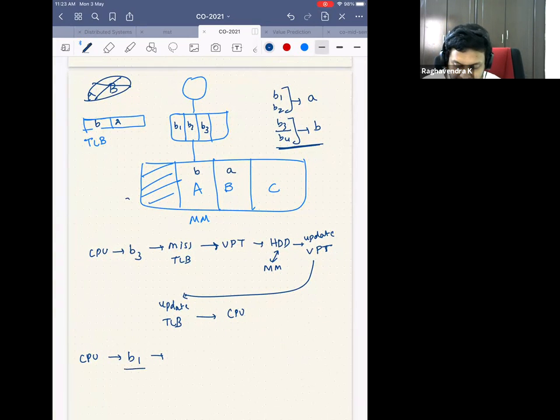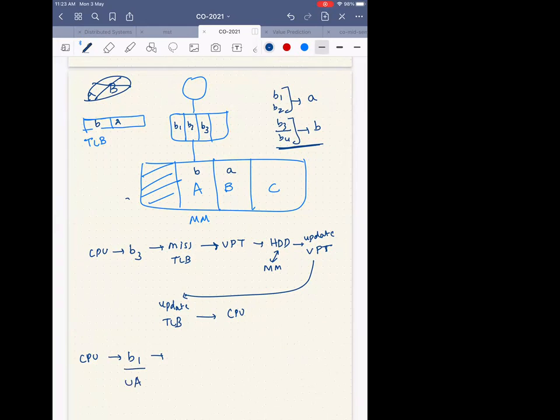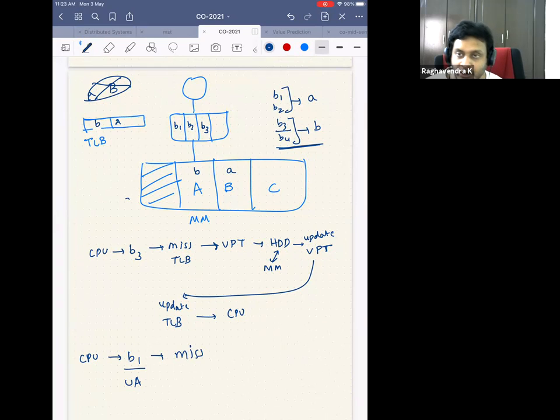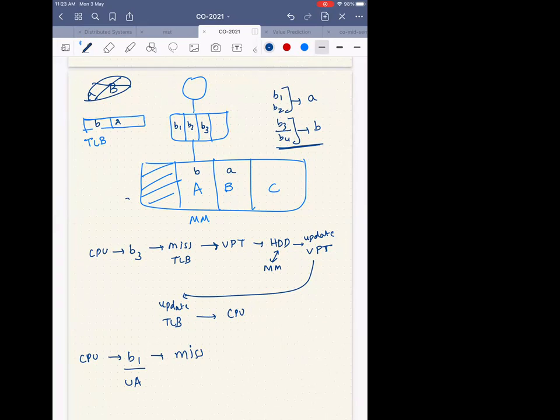When this virtual address is generated, you see what page it belongs to. Miss, right? But does it mean that the block that you are searching for is not in the cache? No, right? It might be in the cache. You don't know.